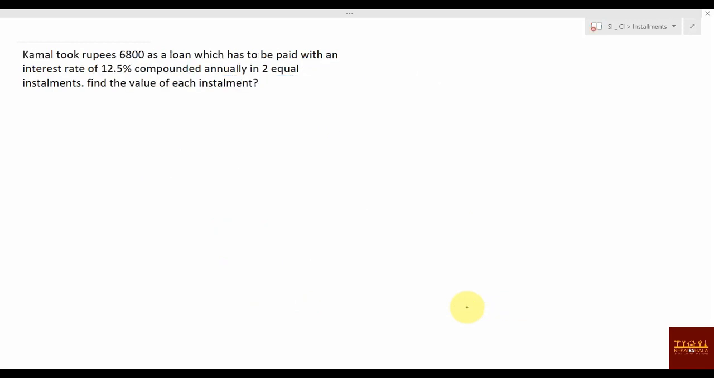Kamal took rupees 6,800 as loan which has to be paid with an interest rate of 12.5% in 2 equal installments. Find the value of each installment. That you have to solve now and tell me the answer. Sundar, it is clear, right? I'm solving it here without speaking anything. Don't look at the board.